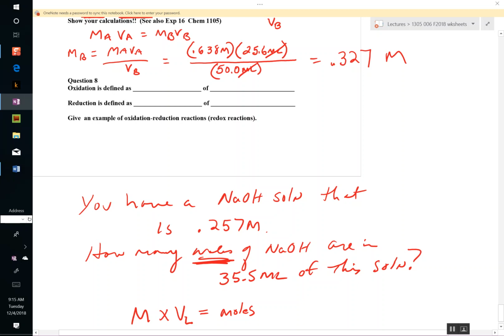And the question is, you know this is your beginning molarity. You know what you want to make. You know how much you want to make of it. What you don't know is how much of this concentrate should I take to make that solution. And so V1 equals M2 times V2 divided by M1.